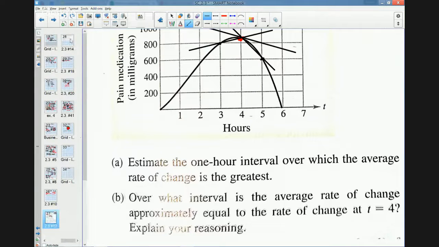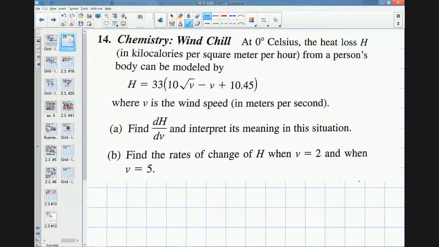Okay, another one. Let's take number 14 from the book, top of the right column on page 117. So, chemistry, wind chill. At 0 degrees Celsius, the heat loss, H, in kilocalories per square meter per hour from a person's body. So we're talking about when it's a certain temperature outside, how fast is your body going to cool down? That's basically what we're talking about here. H is the heat loss. How much are you going to lose per hour?